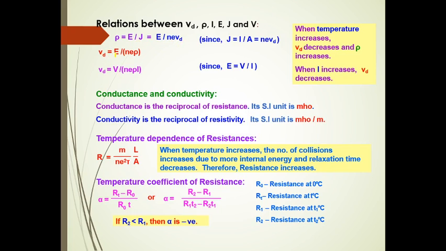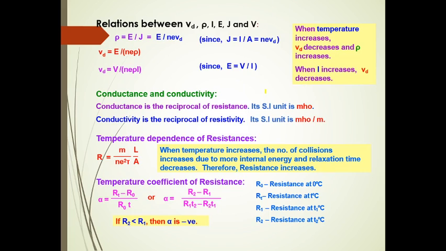And Vd equal to E divided by Ne into rho. Rearranging this term, Vd is equal to V divided by Ne rho into L. When temperature increases, drift velocity increases and resistivity also increases. When current I increases, Vd decreases.